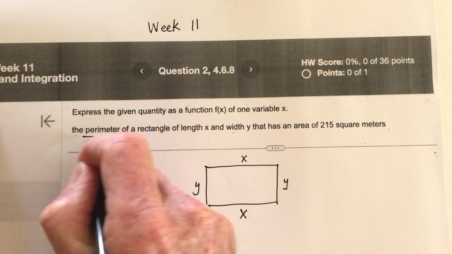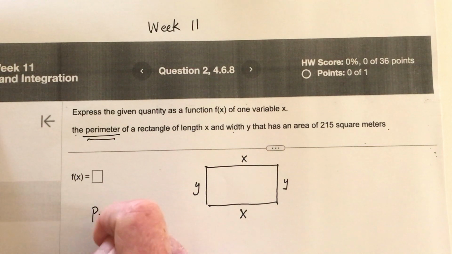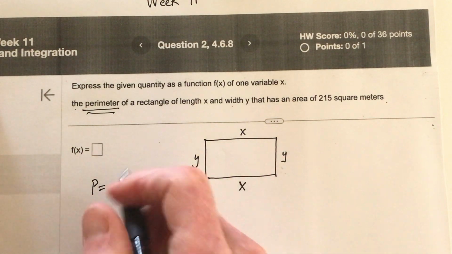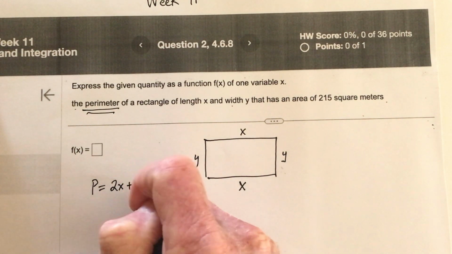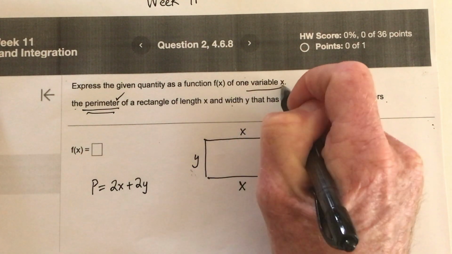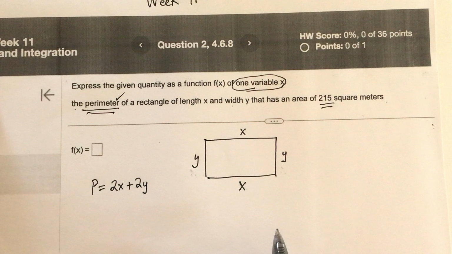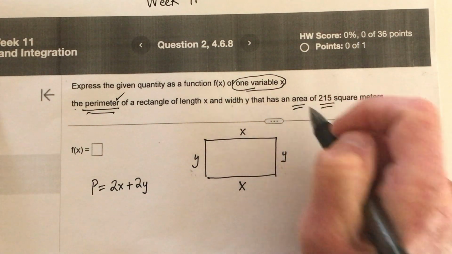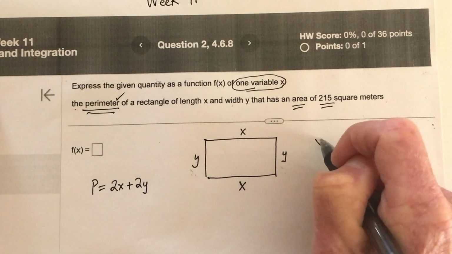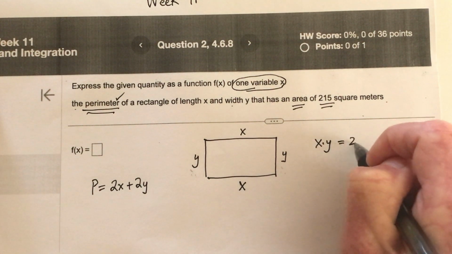And then for the perimeter, that means add up all of the sides. So the perimeter would be, well, there's two x's and there's two y's. So there would be two x's plus two y's. And that does take care of the perimeter part, but it doesn't take care of the one variable part. That is where the 215 comes in. And that's talking about area, and when you have a rectangle, area just means multiply the two sides. So if you multiply the two sides, that gives you area, and they say that that equals 215.